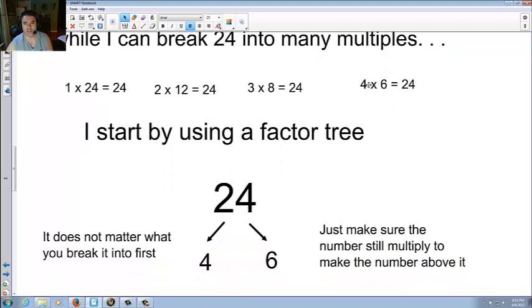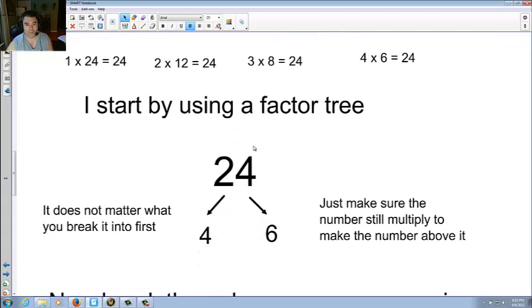Now, any one of these I could break 24 into and start with. It doesn't really matter what I break it into first, so I could pick any one of these. Just make sure the numbers still multiply to make the number above them. In other words, make sure that 4 times 6 multiplies into 24, not add.